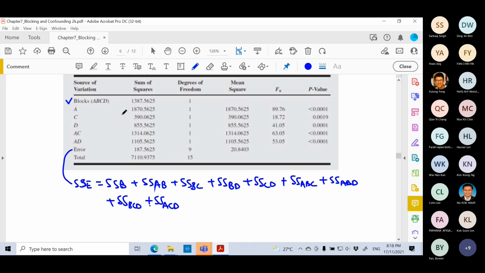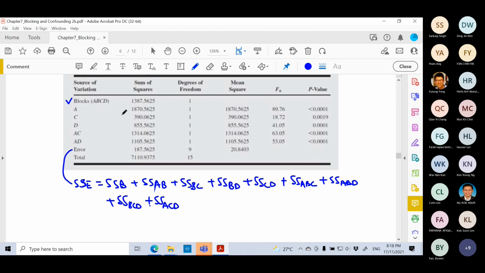How are we going to do for the confounding? Just now I mentioned that you can do confounding in terms of 2 power of p blocks. So you can have p equal to 1, where you divide it into 2 blocks. You also can divide it into 4 blocks, or into 2 power of 3, which is 8 blocks, and so on. It depends on how many levels of the Nelson factor you have.